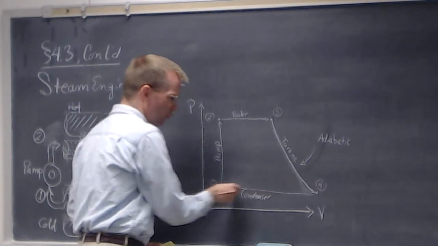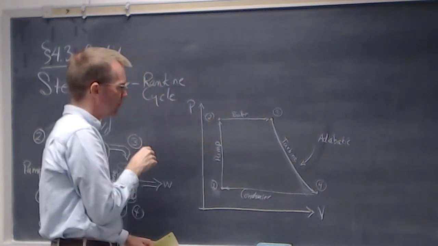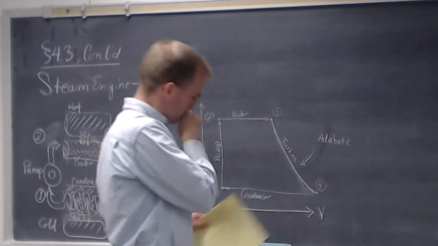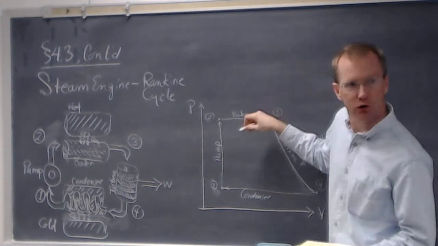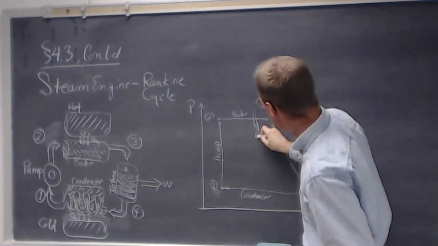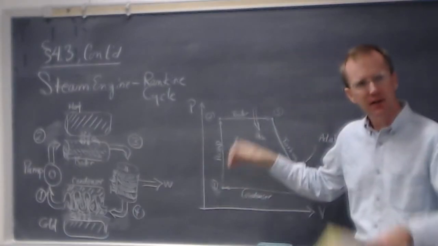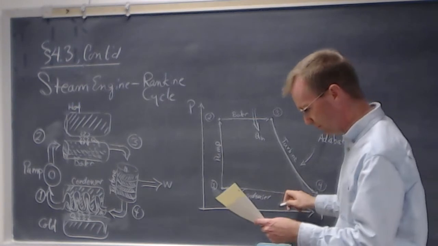Notice that from 4 to 1 in the condenser is at constant pressure, and from 2 to 3 is also at constant pressure in the boiler. Heat flows into the system here in the boiler, so QH comes in here, and QC, the waste heat, leaves the system through the condenser down here at the bottom.